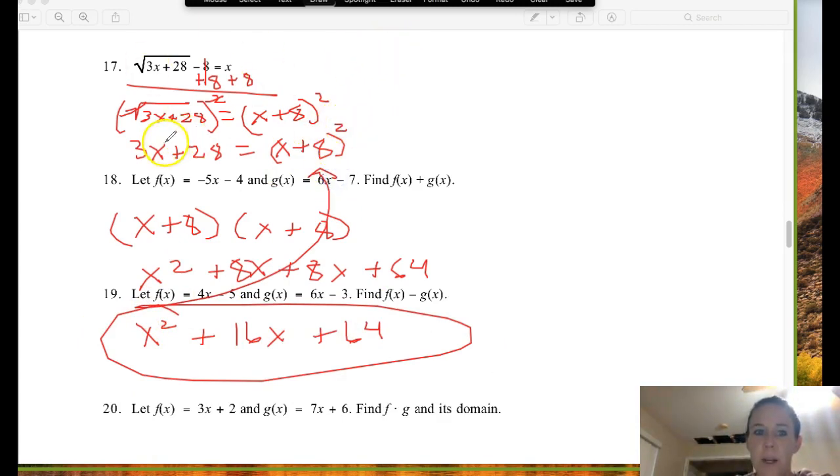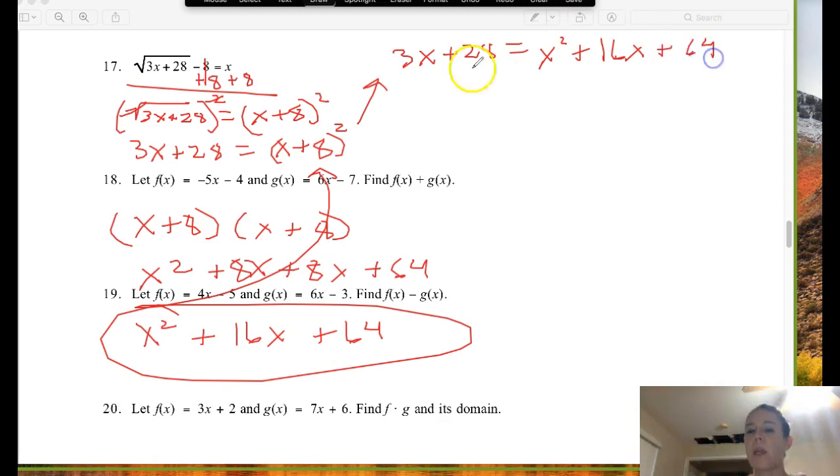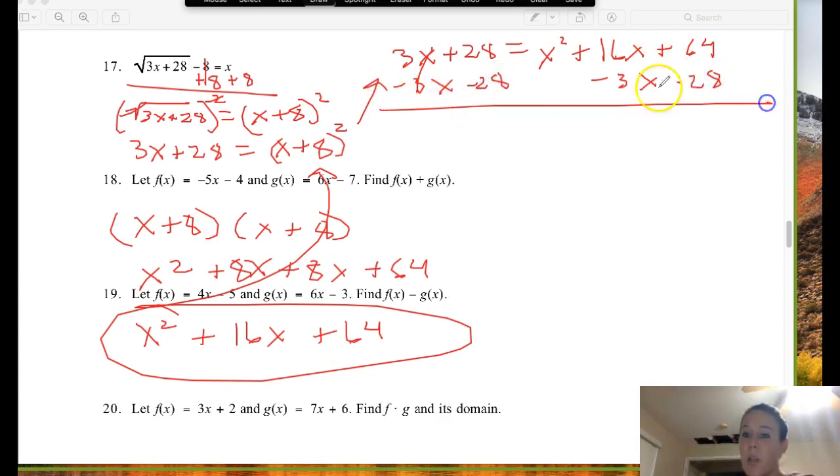So let's come up here and write it like this. Let's simplify. We're going to go 3x plus 28 equals this whole blob I just FOILed out: x squared plus 16x plus 64. Okay, now let's go ahead and solve. We're going to subtract 3x from both sides. The reason we do that is because we want to get everything on one side because we have an x squared and an x. We're going to get everything on one side and then we're going to have to factor. Hopefully factoring works and we don't have to use quadratic formula. So we subtract 28 from both sides also.